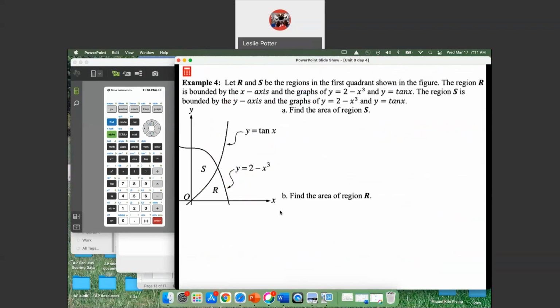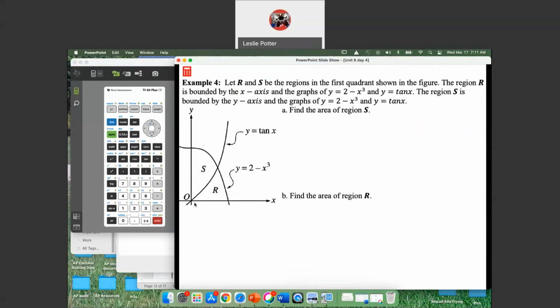So here's a really common problem. This is how we get a lot of bang for our buck in free response questions. We have 2 curves and 2 regions, and this is how they can test a multitude of strategies in one question.